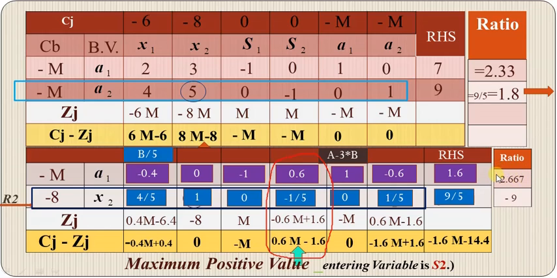Now out of these two values, anybody can say this is the minimum positive. Okay, but remember one thing, you have to always check the absolute minimum value. So if you are checking out of these two values, 2.667 is the minimum value, because we are checking absolute minimum value. That's why 2.667 is the leaving variable now.